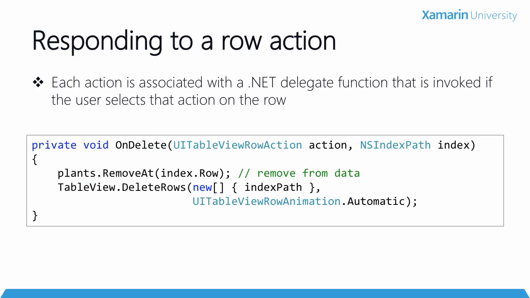The .NET delegate method associated to the action receives the action itself as well as the index path that the action was invoked on. This callback would then perform whatever work needs to be done and refresh the TableView's representation of the row if it's been changed. That means that you're going to need access to the TableView itself because it's not passed to the method. Here we're assuming that we're in the TableView controller, which always has direct access to the TableView through a property.